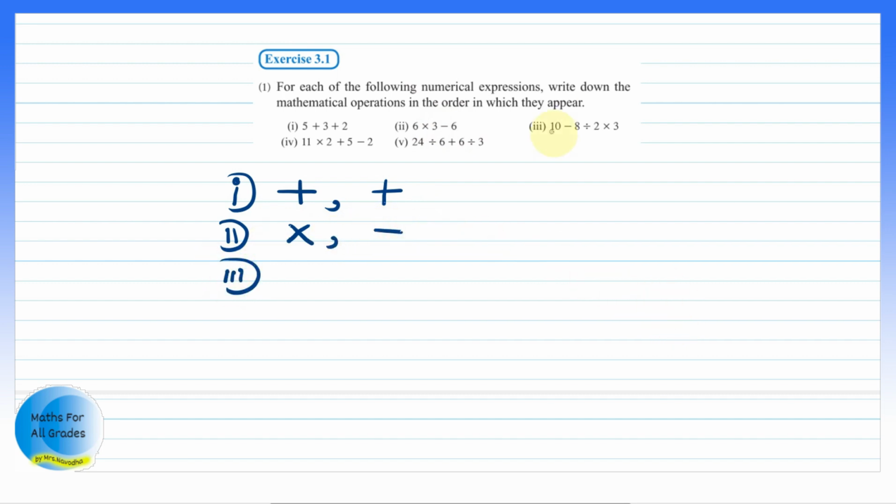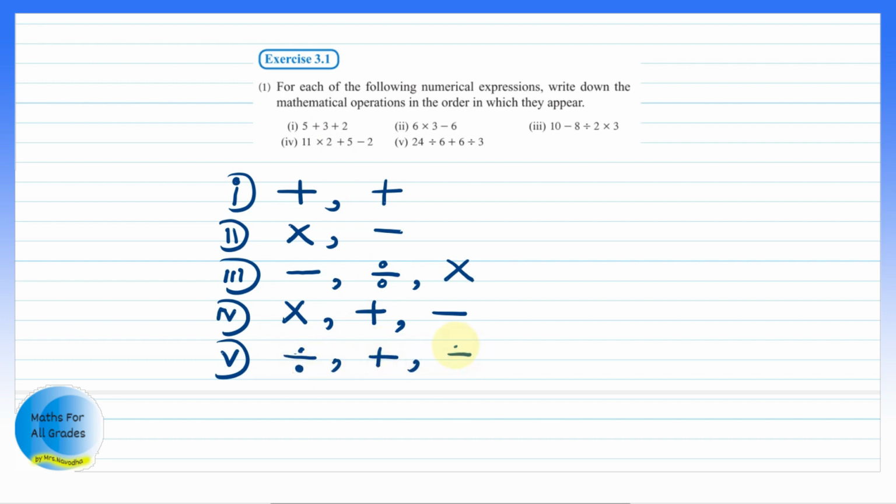Problem number 3. 10 minus 8 divided by 2 times 3. So the first symbol is subtraction. Then division. After that multiplication. Problem number 4. 11 times 2 plus 5 minus 2. So the first symbol we read is multiplication, then addition, then subtraction. Problem number 5. 24 divided by 6 plus 6 divided by 3. Division, addition, and again division.